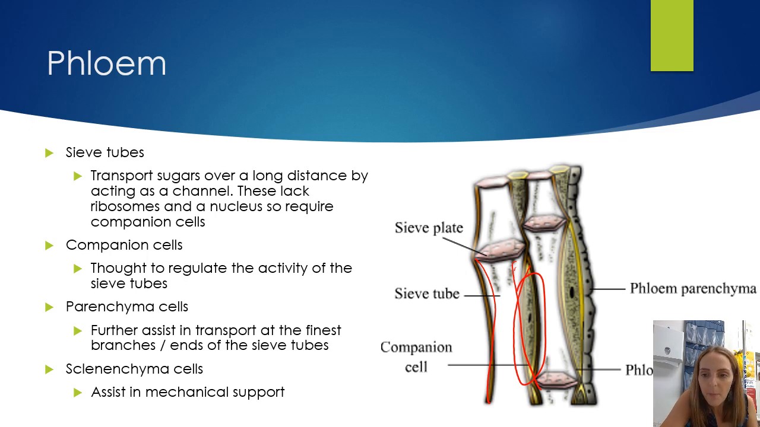We also have parenchyma cells, which are these ones around the outer edge. They assist in transport at the finest branches at the ends of the sieve tubes. And then you've got the sclerenchyma cells, which aren't shown here, I don't think. Let me just double check. No, they're not, which assist in mechanical support. Again, not that important, but just to give you an idea.